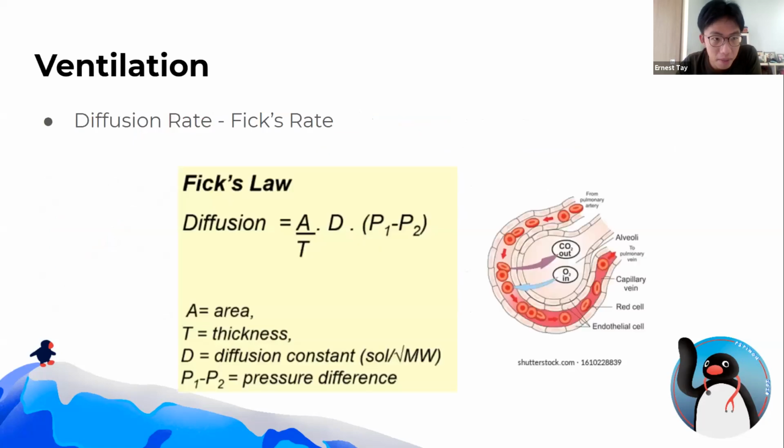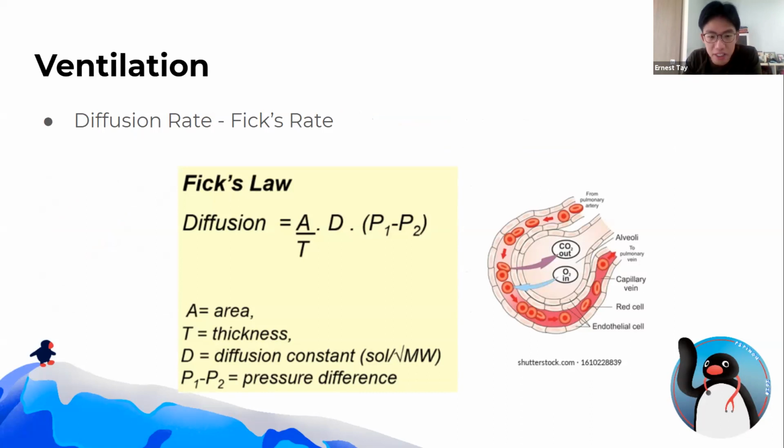So, ventilation. The first question you have to ask is what controls ventilation, right? And really what you need to know is Fick's law. Fick's law states that the diffusion across the capillaries is based on 4 factors: the area, the thickness, the diffusion constant, and the pressure difference. They are pretty self-explanatory.